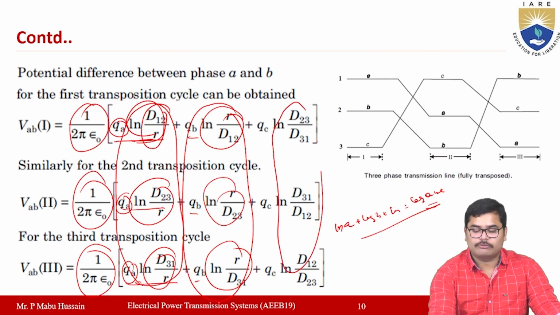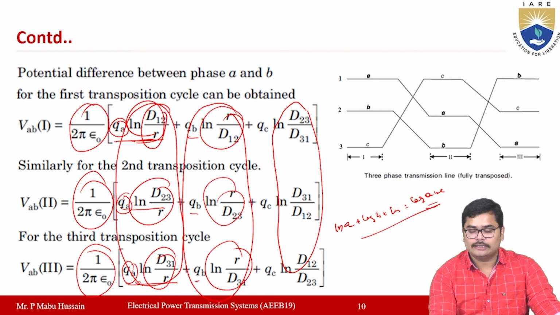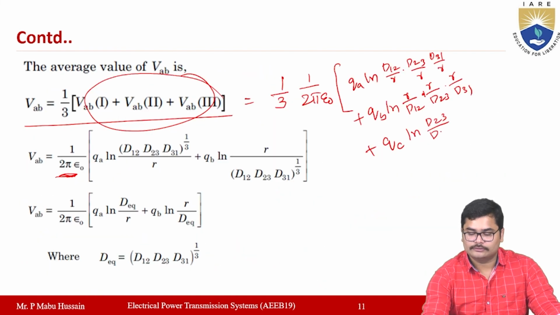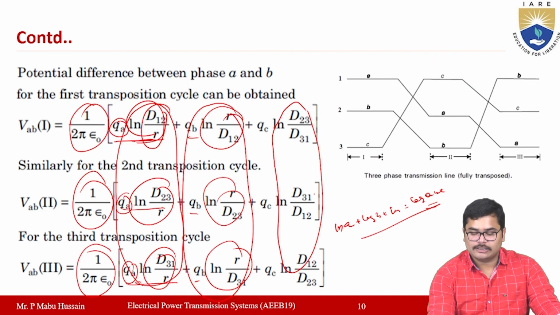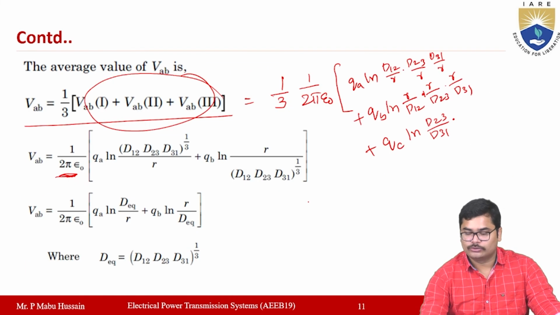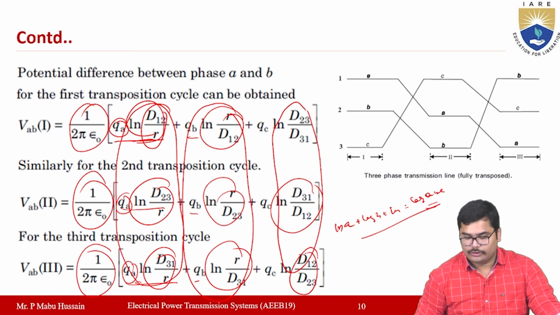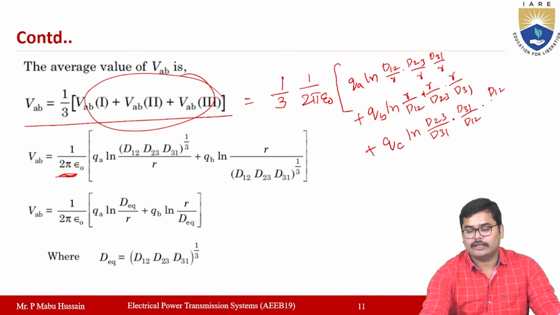Now summation of all these terms will be ln d23 by d31 into d31 by d12 into d12 by d23. So the first term is d23 by d31, into the second term d31 by d12, into the third term d12 by d23. Okay, so this is how you can write.